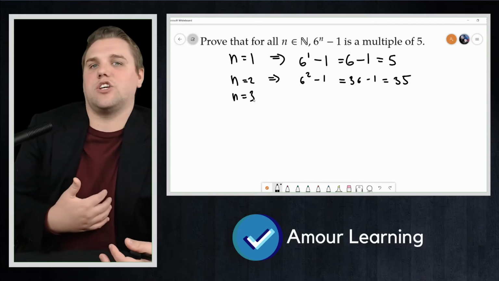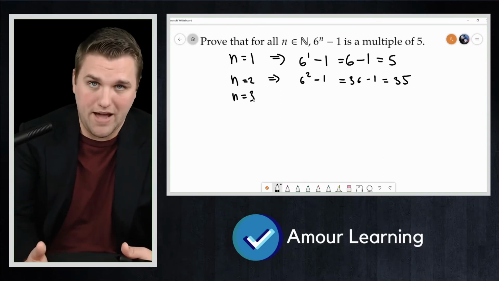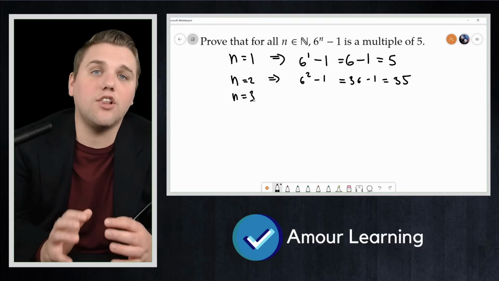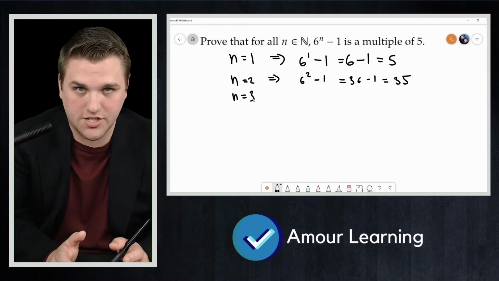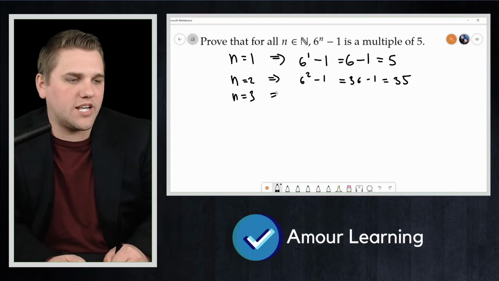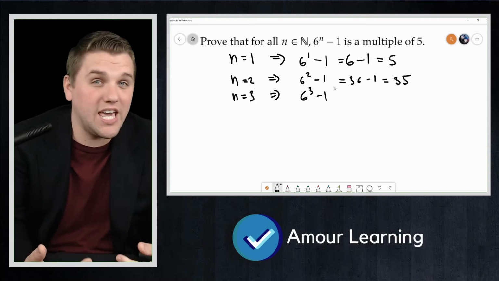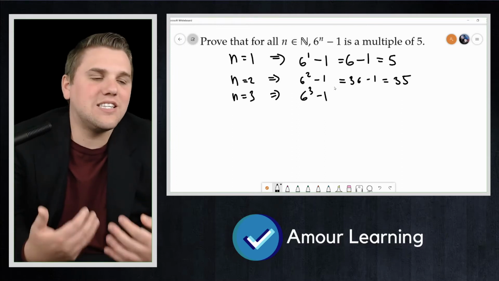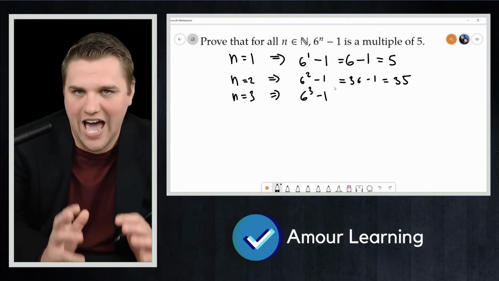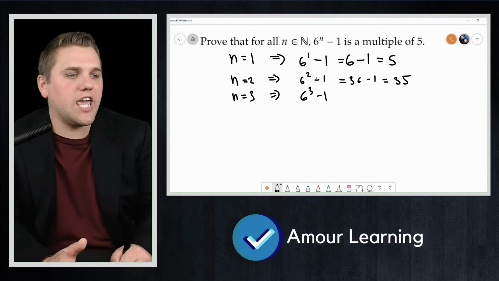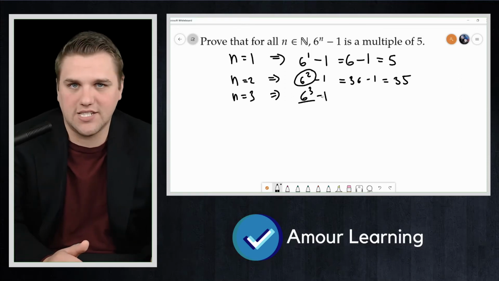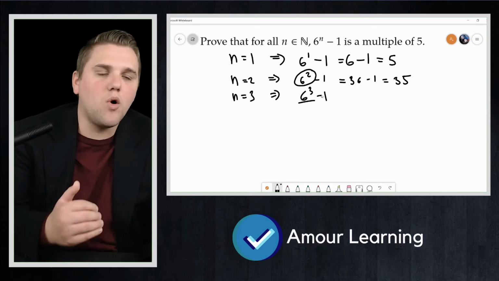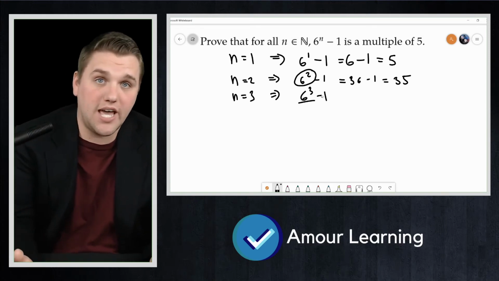So instead, to prepare ourselves for this proof by mathematical induction, let's take a look at what increasing n does and why this works. So instead of figuring out what 6 cubed minus 1 really is, I actually don't know. Instead, let's focus on what's happening here. We're taking the number 36 and multiplying it by 6 to get 6 cubed. So we're multiplying a power of 6 by 6.